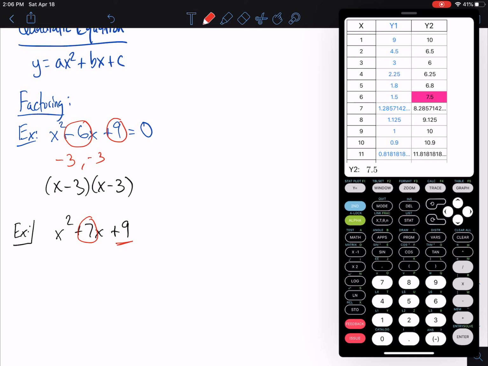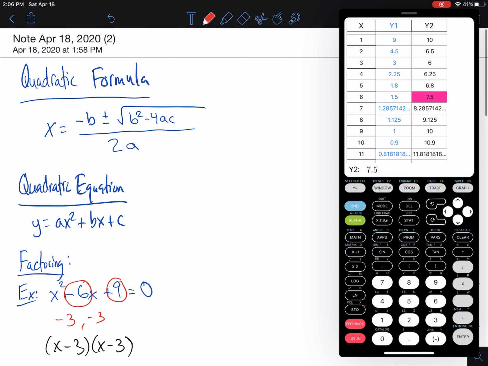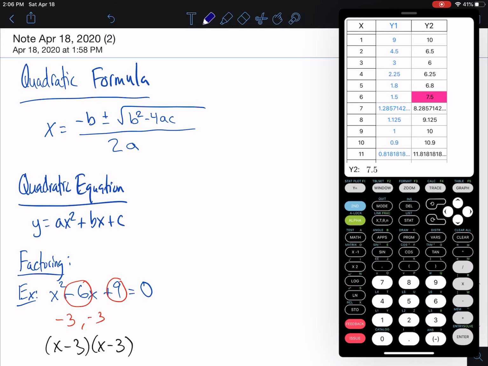Now, what does that mean? Does that mean that it's not possible to factor? Does it mean that we can't solve this question? No. What it means is we need another tool, and that's what the quadratic formula is. It's a tool that allows us to solve any question there is.